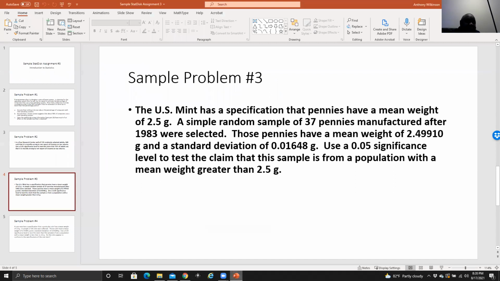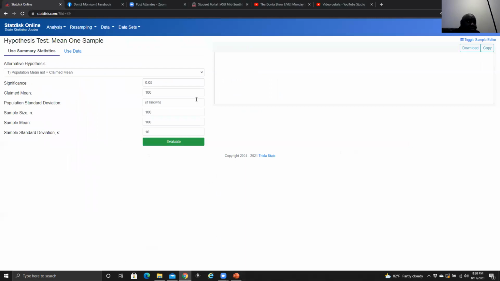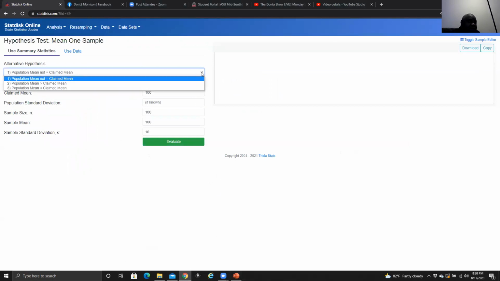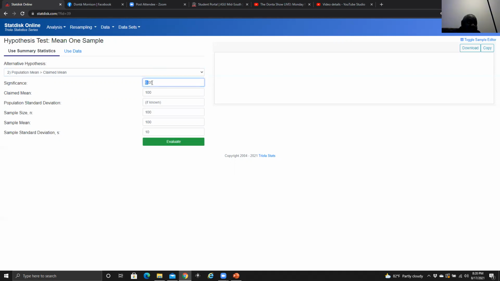Actually, the sample is from a population with a mean weight greater than 2.5 grams. So in this case, we need to select the one that says population mean greater than the claimed mean. If it's less than, you choose less than. If they don't give directional language, you want to assume that it's going to be equal to, so you select equal to. The significance level was 0.05. They give you that as a default, so we leave that as is.